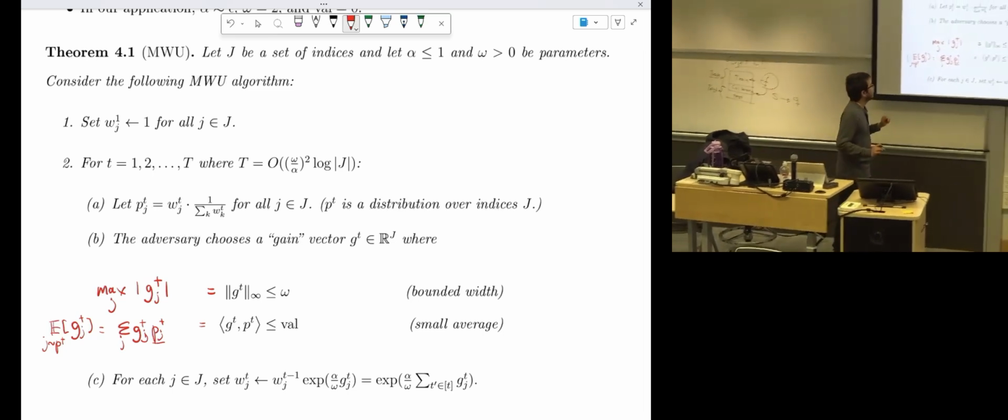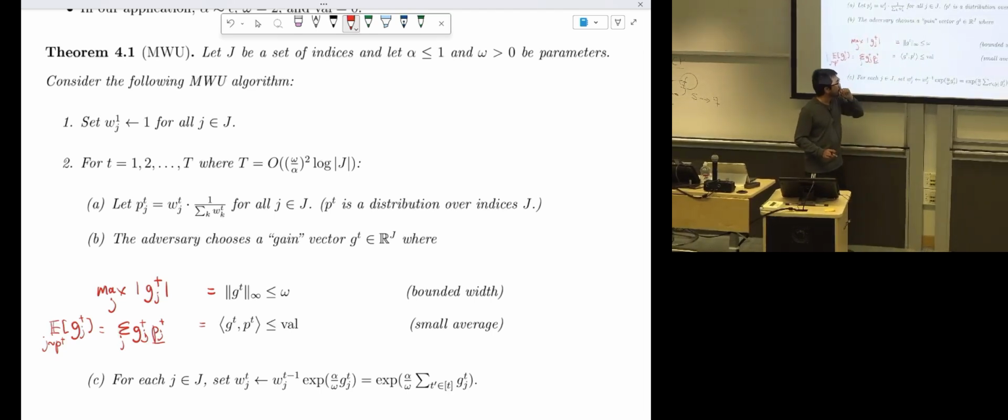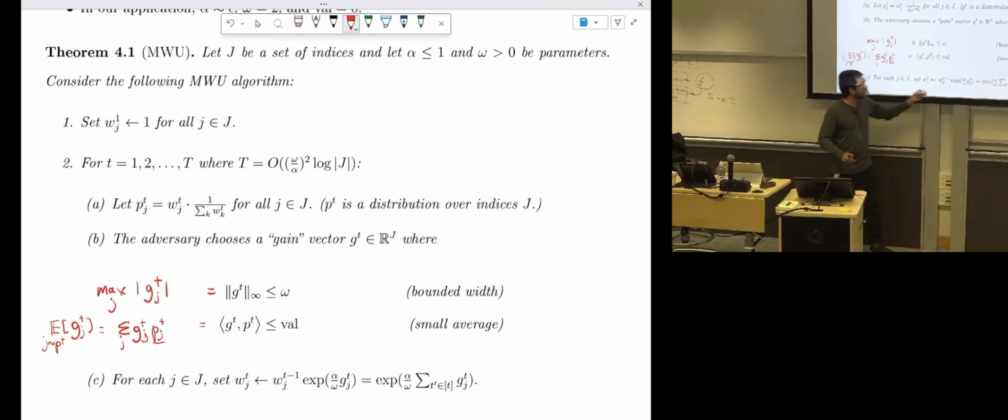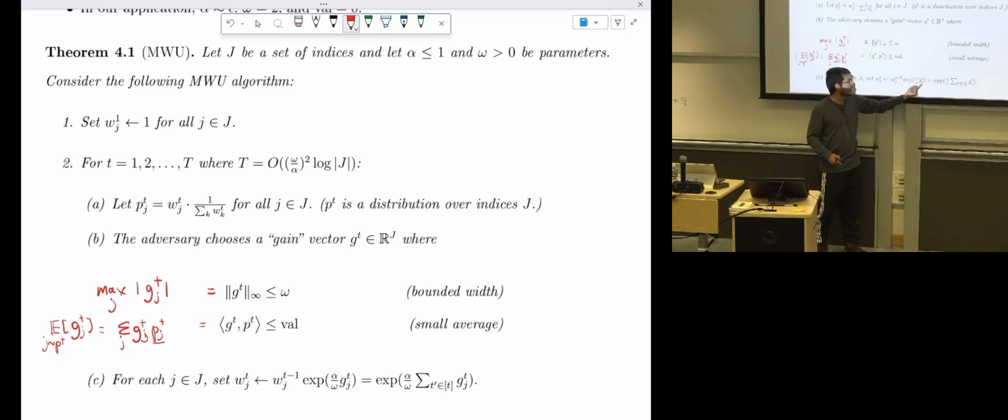And then what happened is that once this happened, what we're going to do is just update the weight on each index according to the gain. How? If on index J the gain is big, then increase the weight by this factor. If the gain is negative, this would decrease the weight.